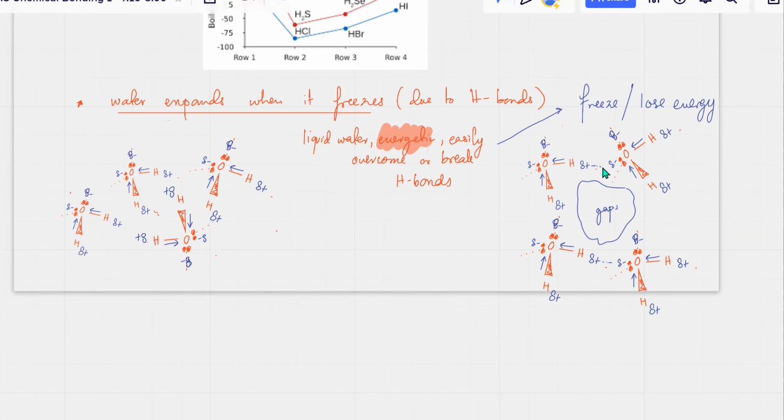The attractive forces are too strong for them, and they have very little energy now because you're freezing them, so they can't just move around. They've lost their kinetic energy. So that's why gaps are created, and that's why water expands when it freezes. And the expansion is pretty strong. That's because of the crystalline arrangement due to hydrogen bonds.